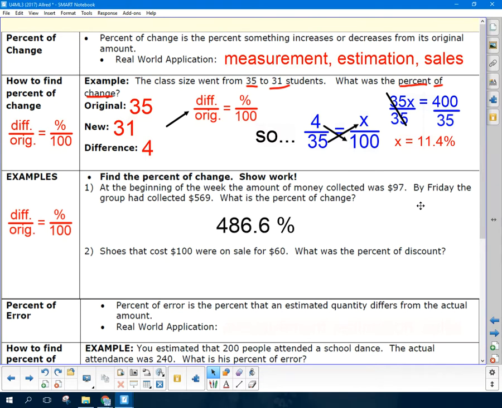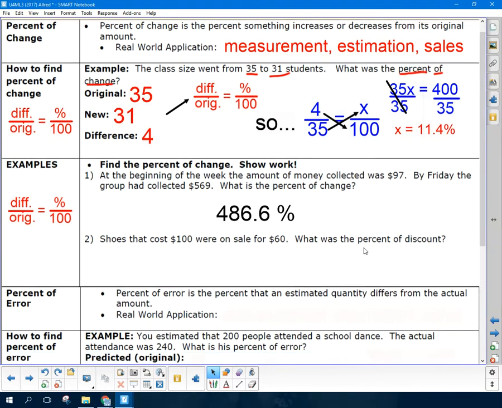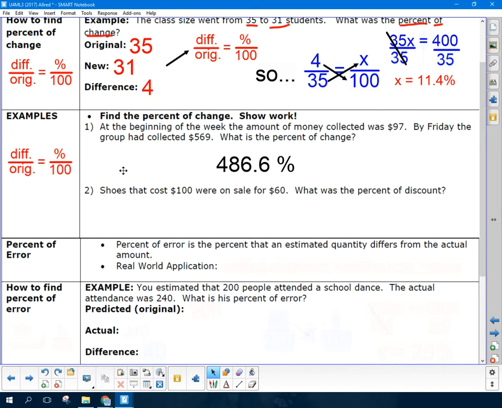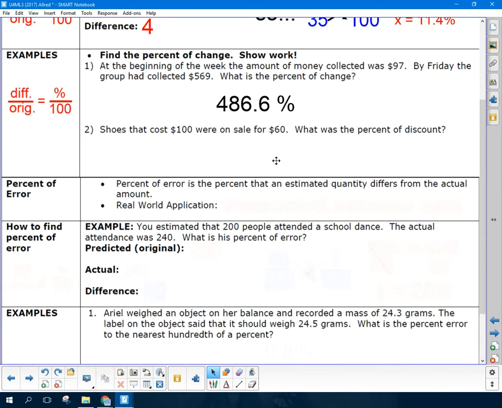Awesome job. I hope you got 486.6% increase. You're going to try number 2. Check my answer key when you have any questions. And hopefully you can do some of the back practice problems about percent of change.